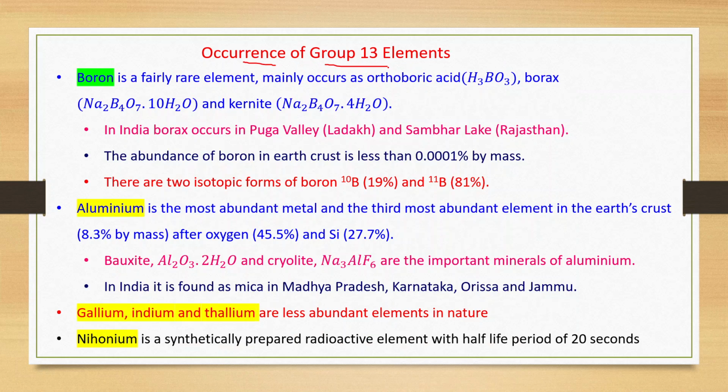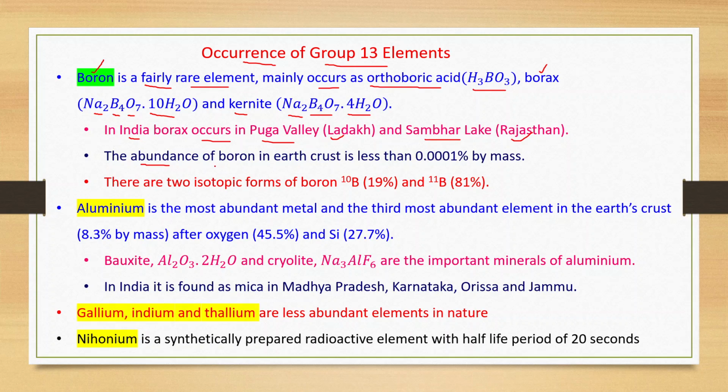Occurrence of group 13 elements. First come to boron. Boron is a fairly rare element, mainly occurring as orthoboric acid H3BO3, borax Na2B4O7.10H2O, and kernite Na2B4O7.4H2O. In India, borax occurs in Puga Valley, Ladakh and Sambar Lake, Rajasthan.